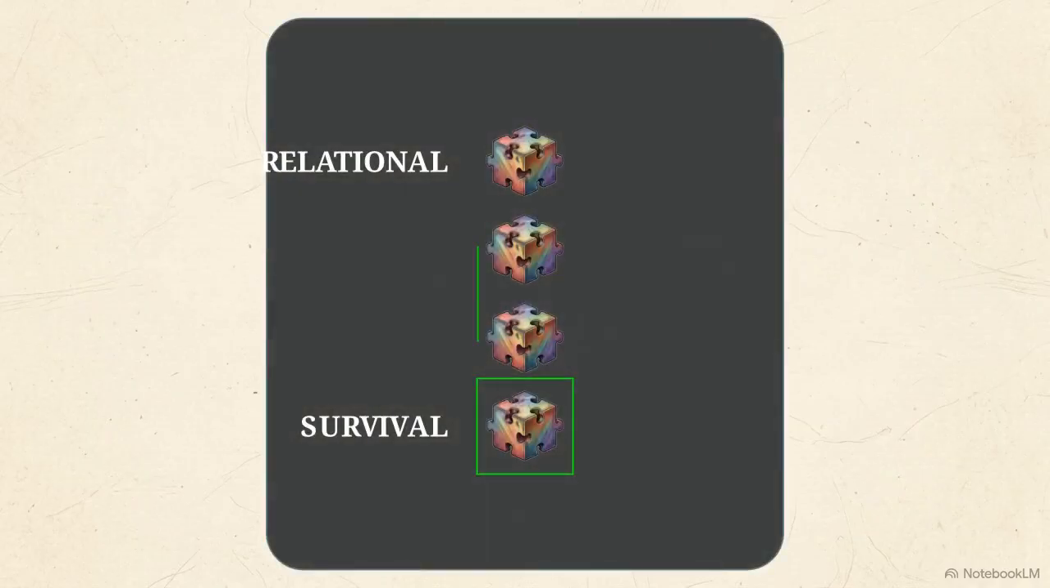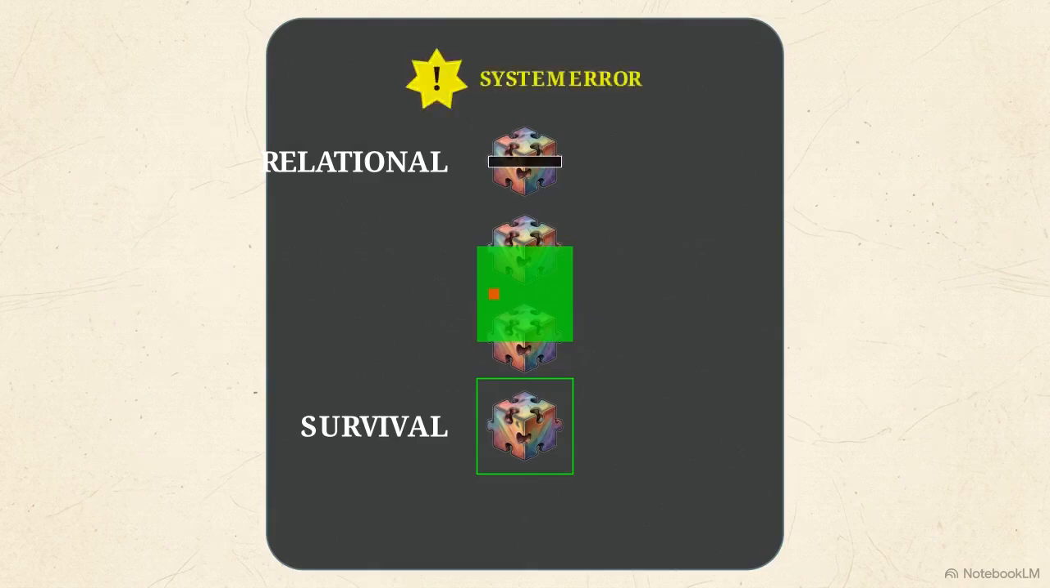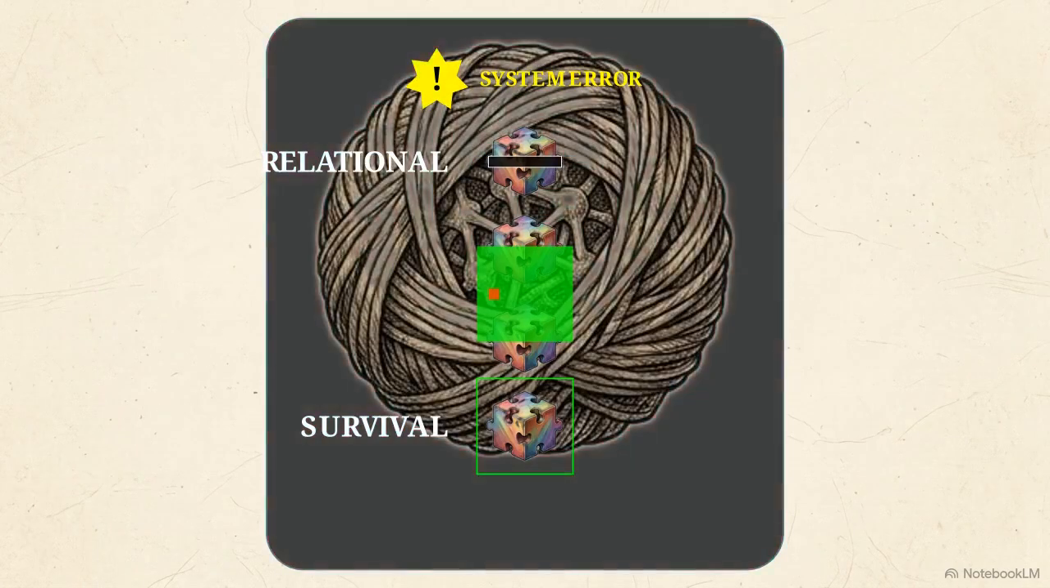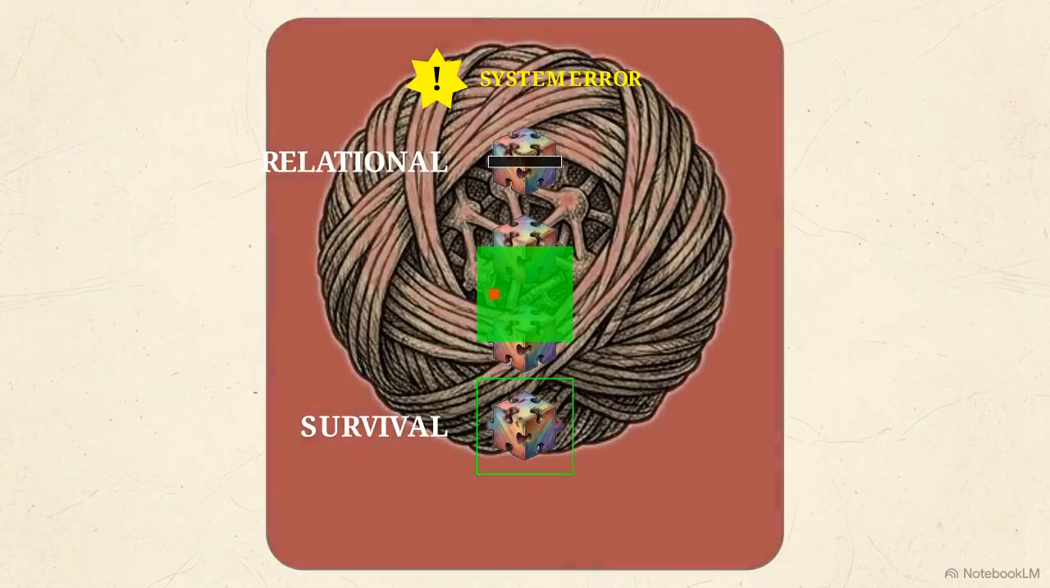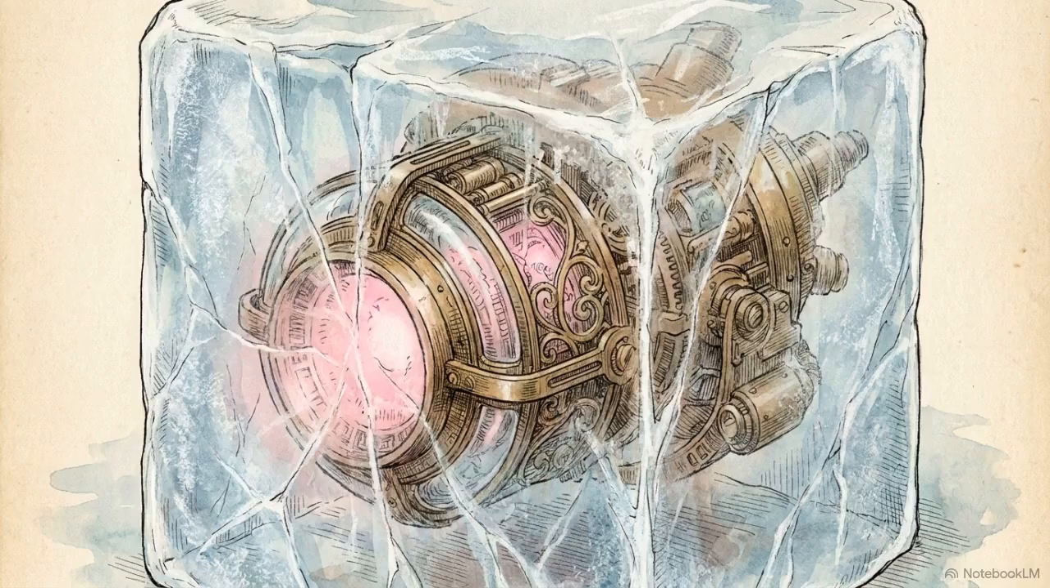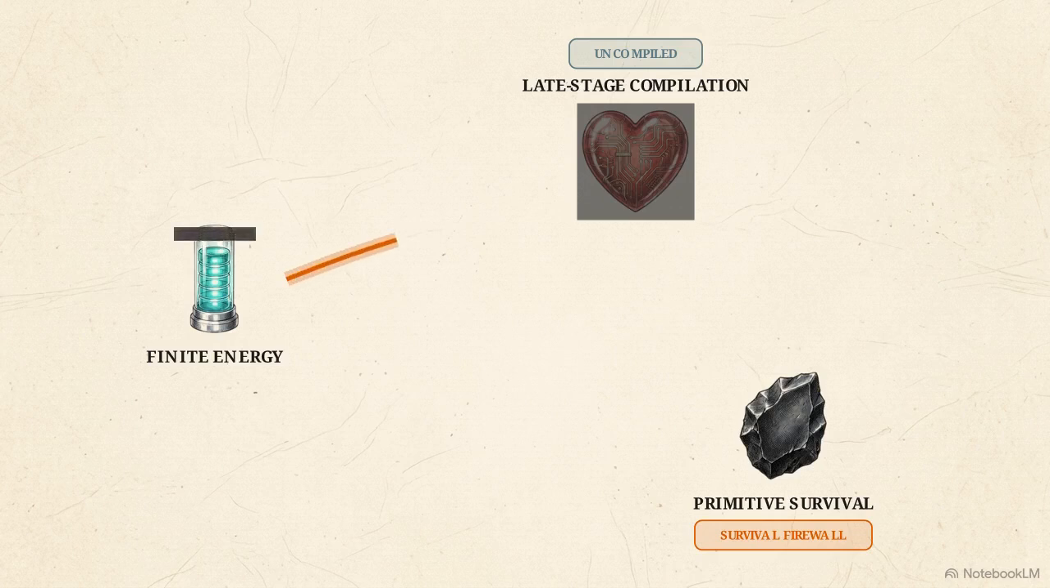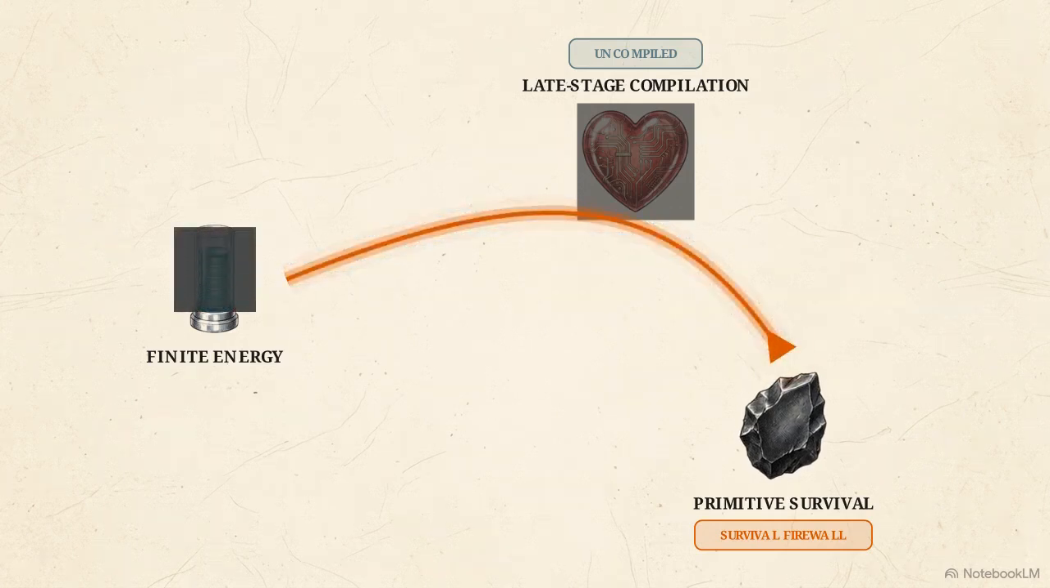Attempting to force a high-bandwidth relational program while the survival hardware is still processing environmental threats triggers a dorsovagal shutdown. The system crashes because the underlying hardware is not yet ready to support the load. In hostile or misaligned environments, the tech bunny state remains biologically unavailable. The system's finite energy is fully diverted to primitive survival, leaving no resources for late-stage compilation.